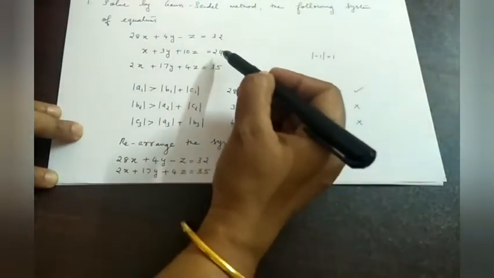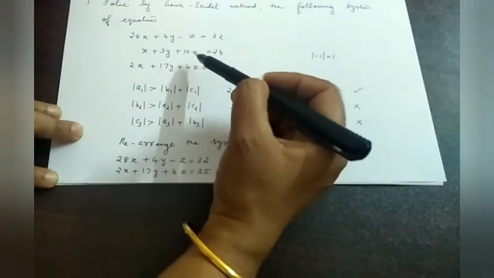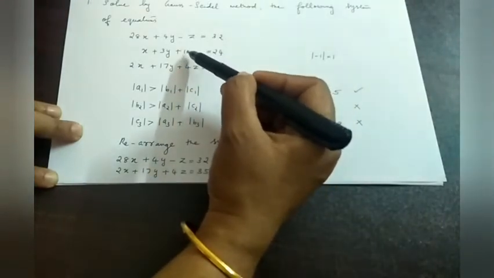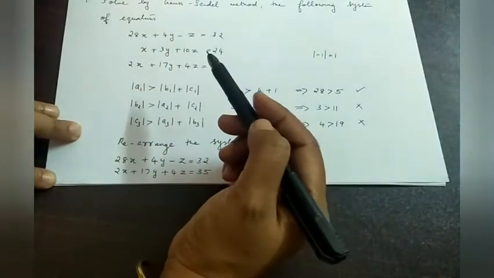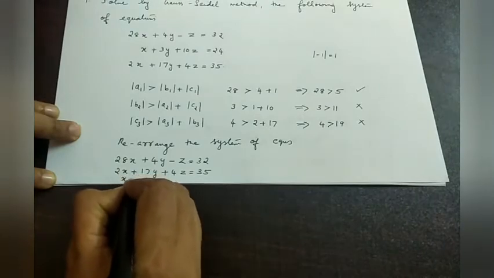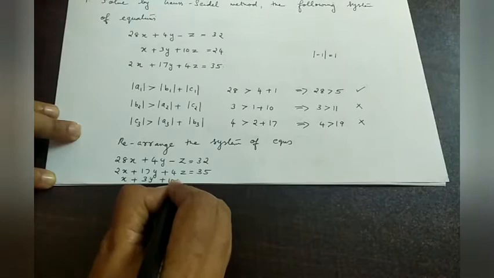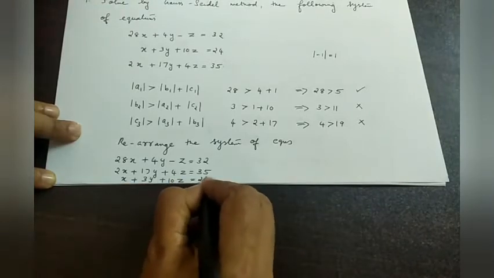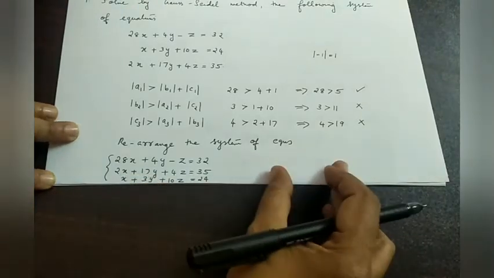Now take the second equation as the third one, checking whether it is correct. Is mod c3, that is 10, greater than 1 plus 3, that is 4? 10 is greater than 4. Therefore take the second equation as third: x plus 3y plus 10z is equal to 24. Now we can proceed with the system of equations.